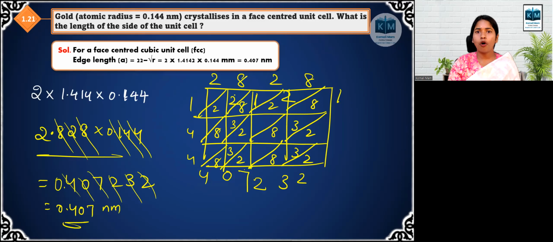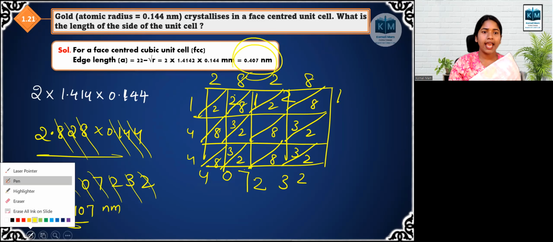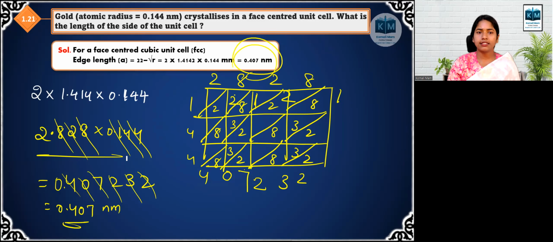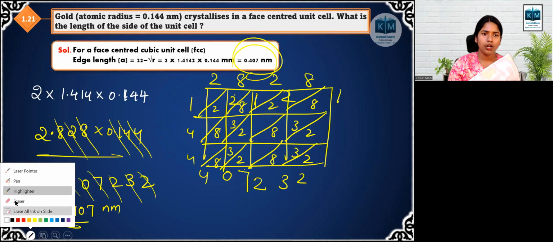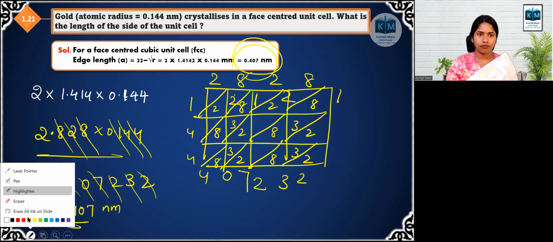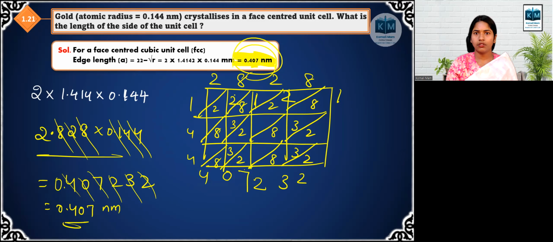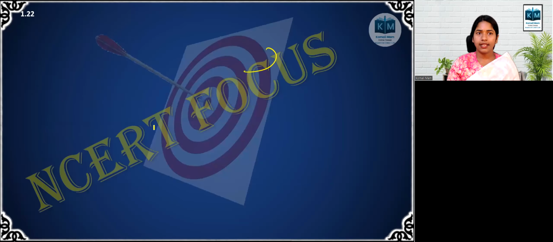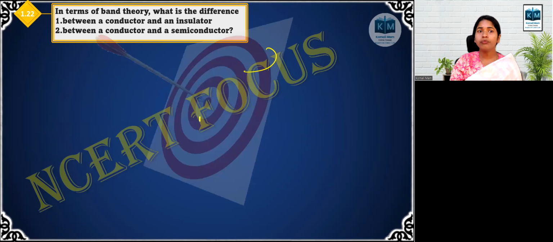So 0.407 nanometers is the correct answer. Can you check it out? This is our answer. Next, 1.12 onwards up to 1.26.